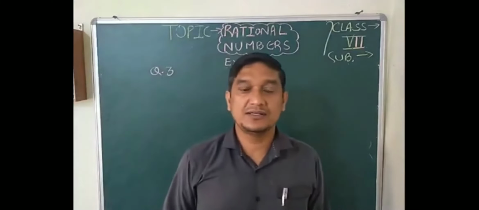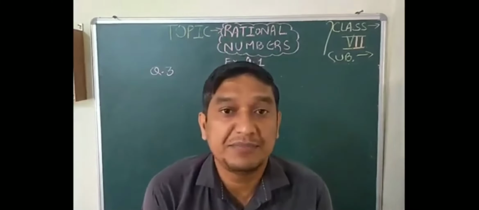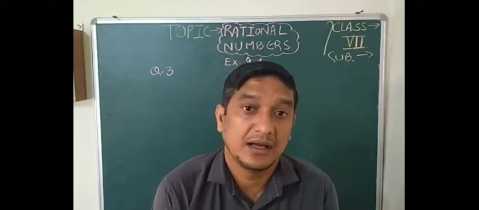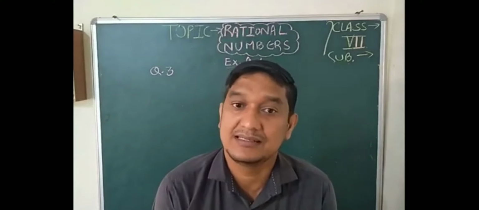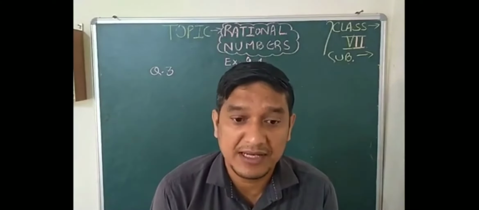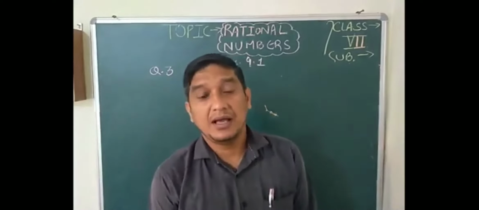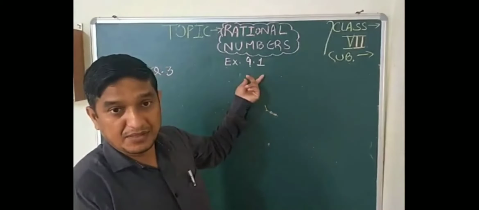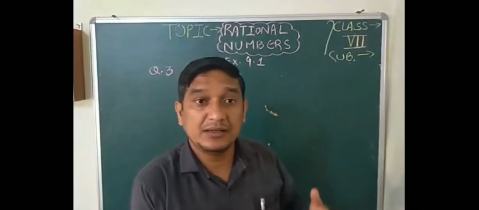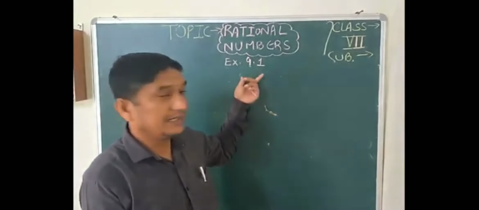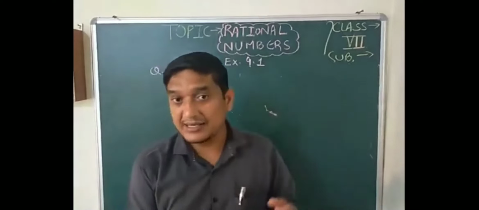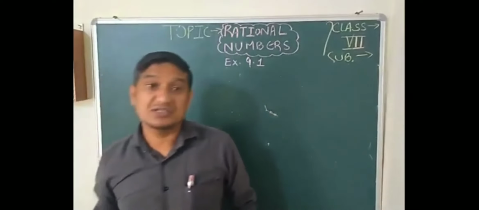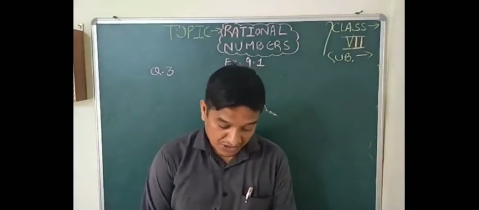Good morning, children. In our previous class, we have learned about rational numbers, their types, equivalent rational numbers, and the questions of exercise 9.1. Now, children, today we have to continue the exercise 9.1 and we have to do question number 3 today.